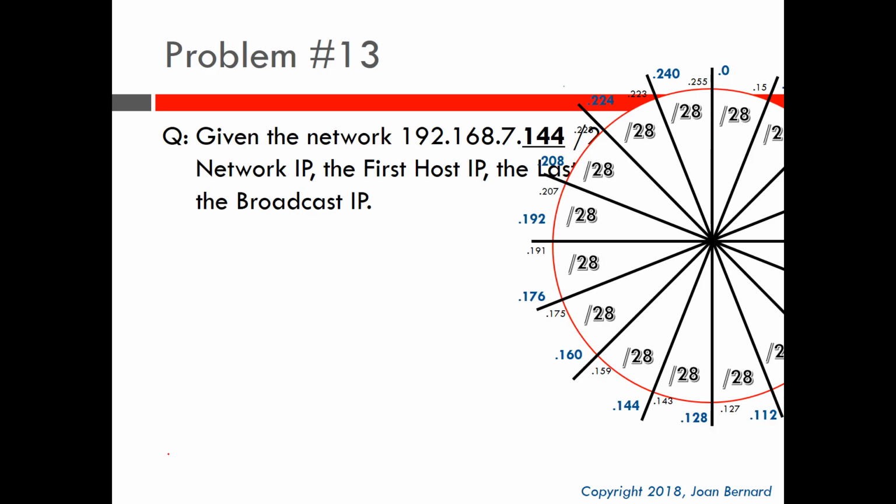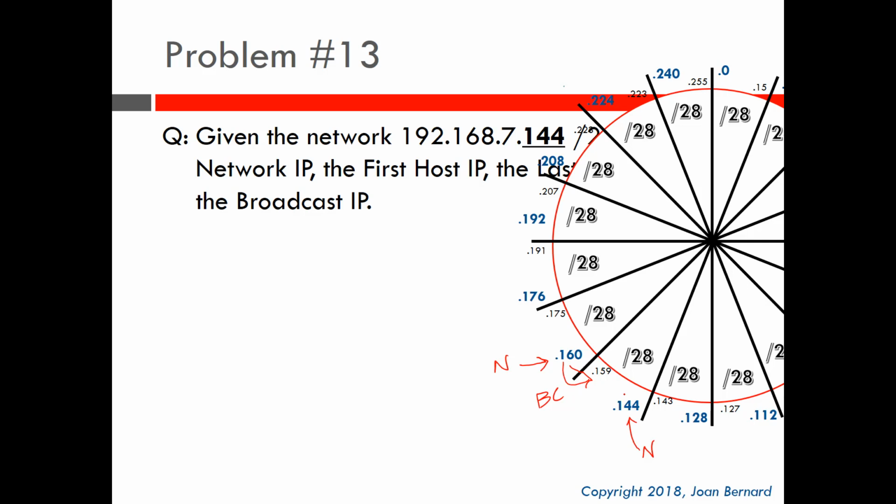Using the subnetting wheel, I started the wheel here so I can see there's my network. 144 is where we started. We added 32. When we added 32, I got the next network IP for the next subnet. So then I subtracted 1, and when I subtracted 1, that gave us our broadcast IP address of 159.